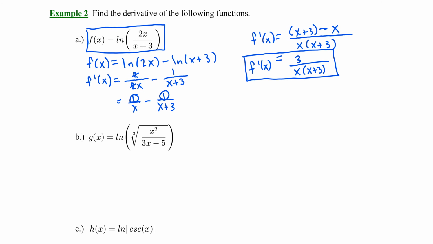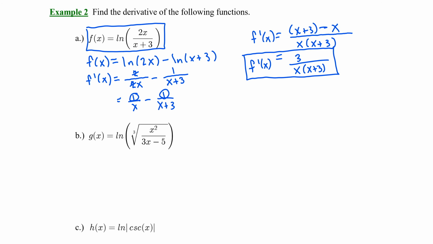Next example. g of x equals natural log of the cube root of x squared over 3x minus 5. Now really think about what it would take to differentiate this directly. I'm just going to kind of scratch it out over here. We would do 1 over this big, lovely, complicated argument times the derivative of that argument. What's that going to look like?